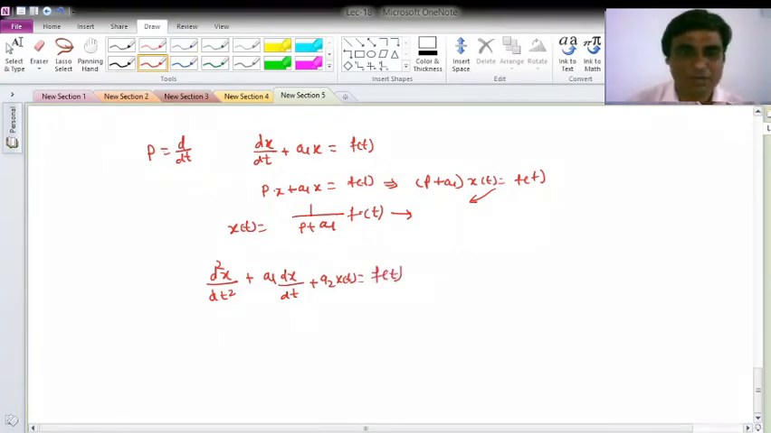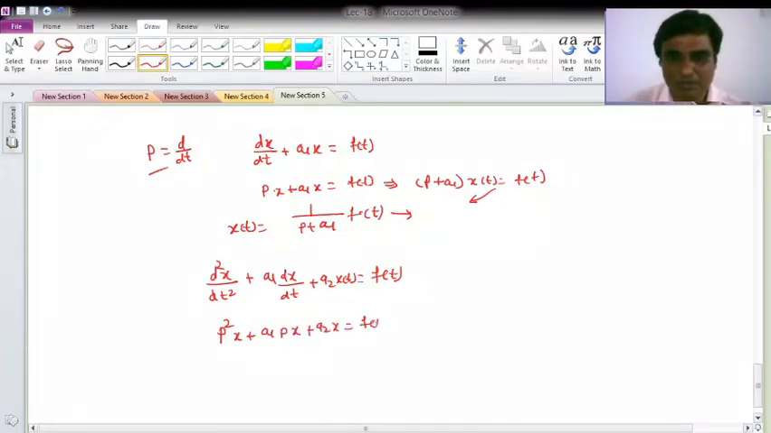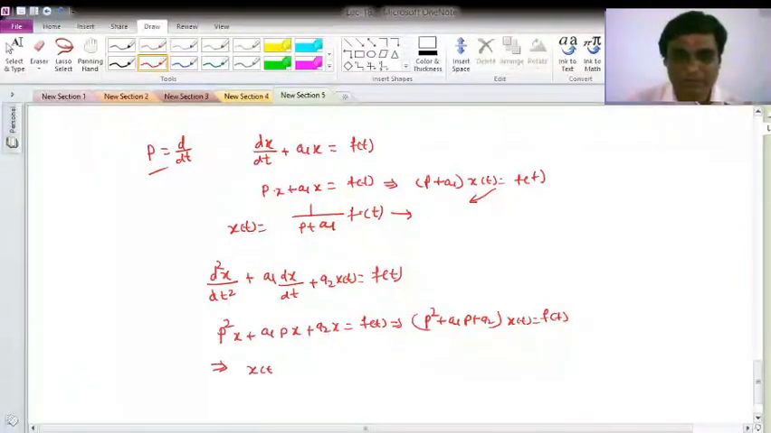So this also I will use the operator p equal to d/dt. So this will be p squared x plus a1 p x plus a2 x, which will be equal to f of t. And this is (p squared plus a1 p plus a2) into x of t, equal to f of t. And if I would like to obtain x of t, x of t is 1 over (p squared plus a1 p plus a2) into f of t.